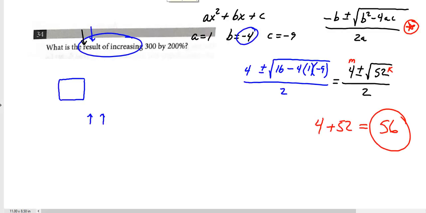All right, what is the result of increasing 300 by 200%? So a couple different ways to look at it.